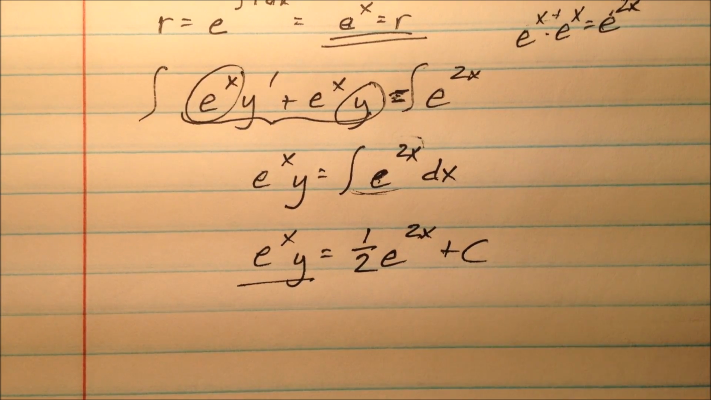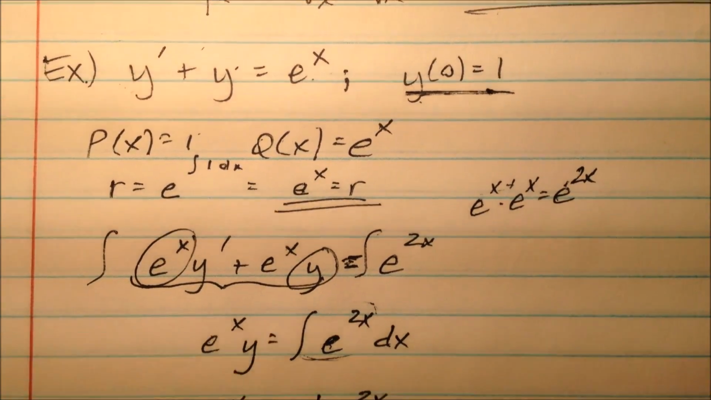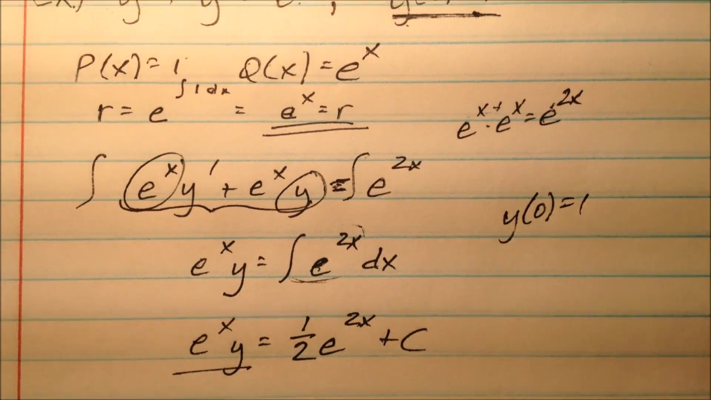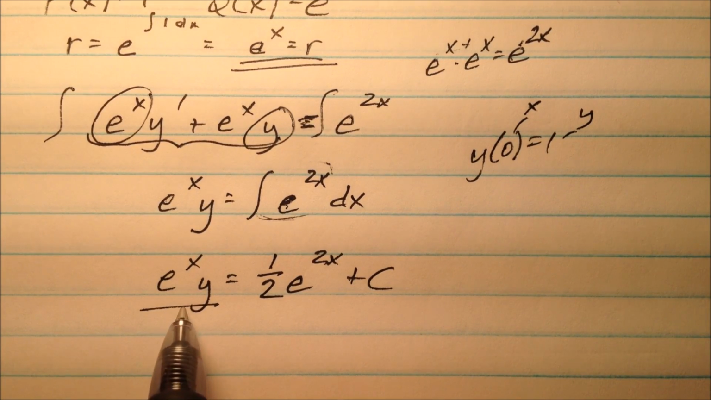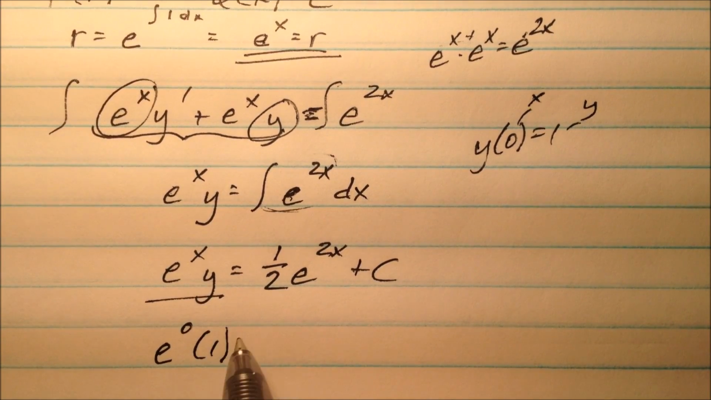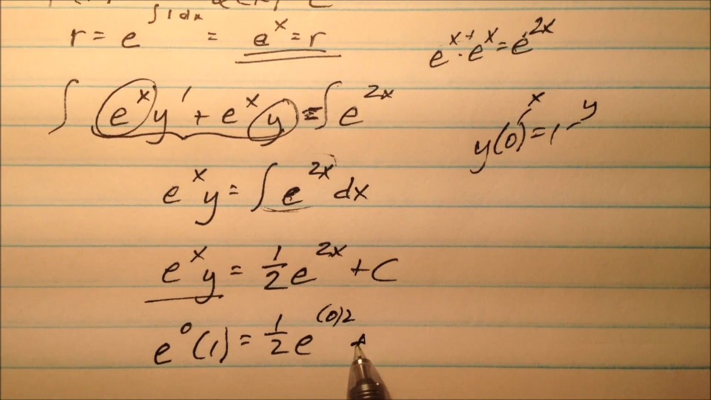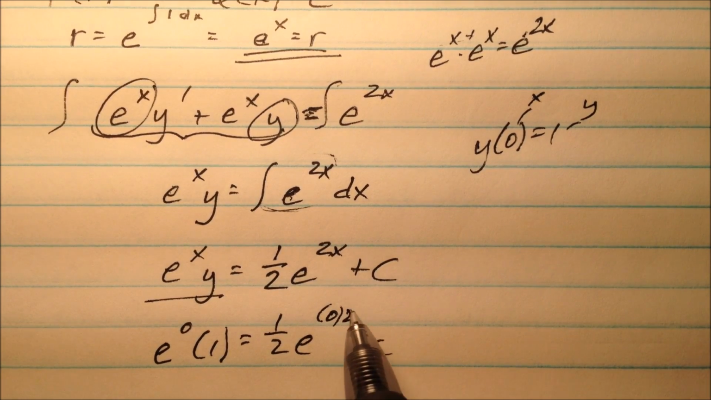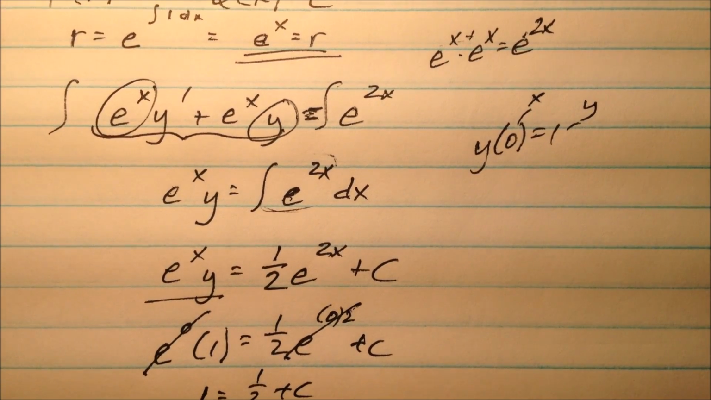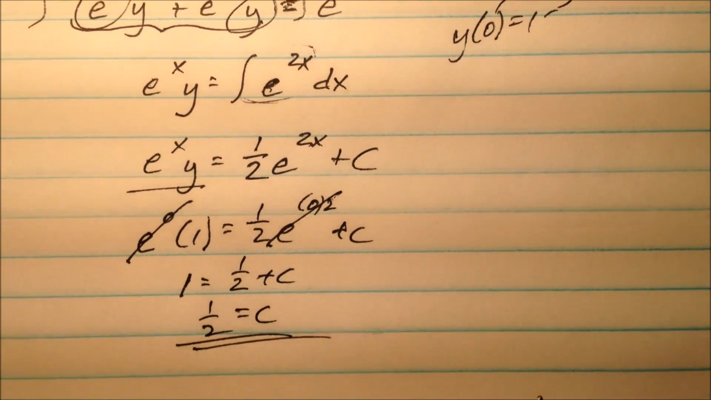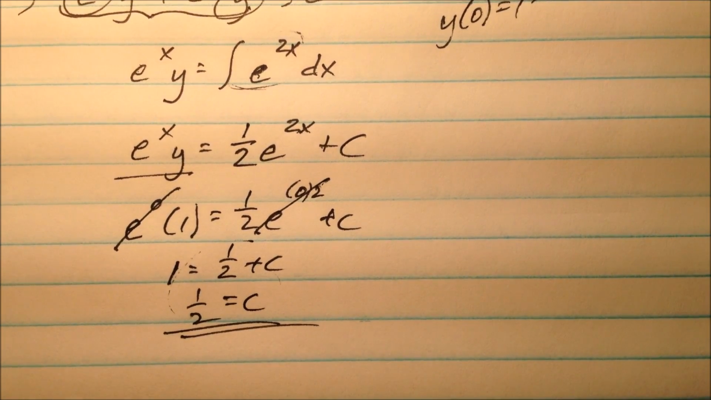Okay, and then, well, we had that initial condition. Let's go ahead and put that in now. So I had y of 0 equals 1. So if I write that down here, y of 0 equals 1. My x is the 0 and my y is the 1. So if x is 0 and y is 1, x is 0, that just comes out to be that, plus c. So that whole thing just goes to 1, and that whole thing goes to 1. So I have 1 equals 1/2 plus c. So it looks like c should equal 1/2. Okay, and so c is 1/2.